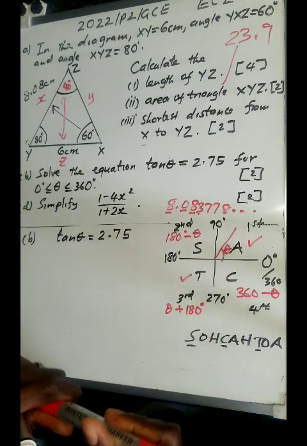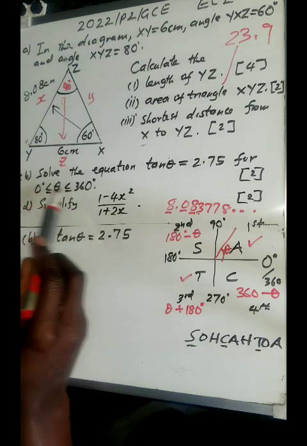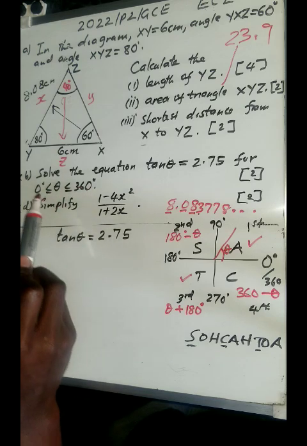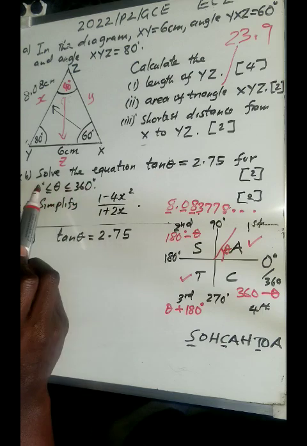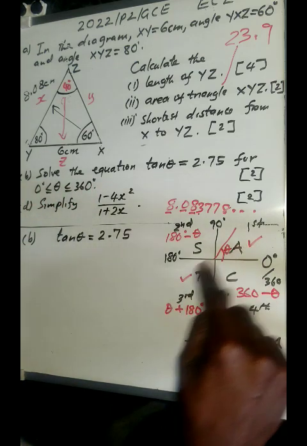Please watch my other videos so that you can appreciate that. Now, another thing that you need to remember is the condition they have given you. This one, they have not given us any restriction. It says from 0 up to 360. So angles can be from 0 up to 360. Therefore, they'll come from there.